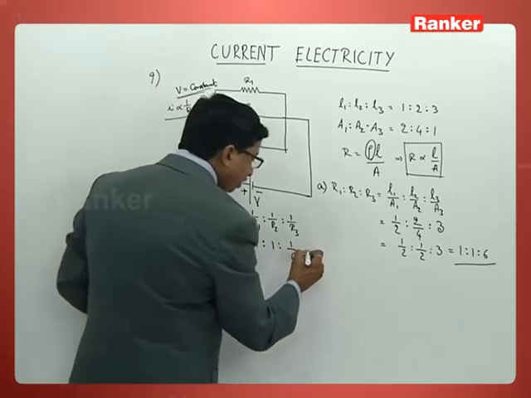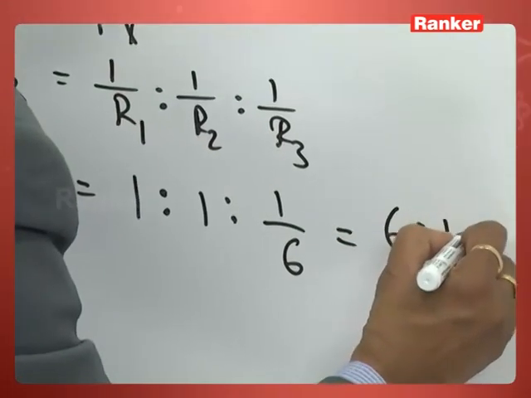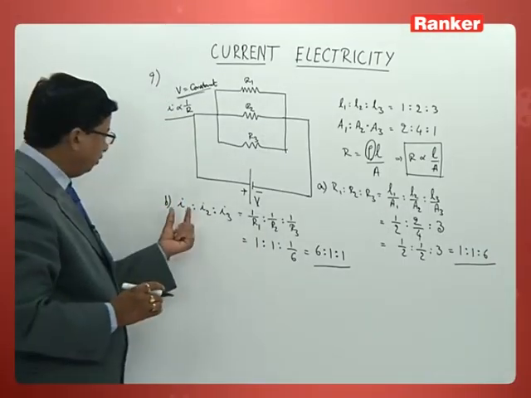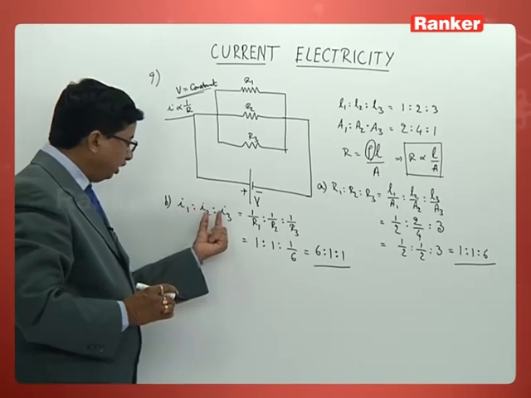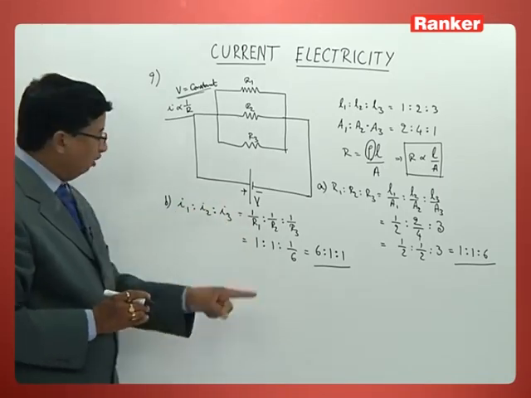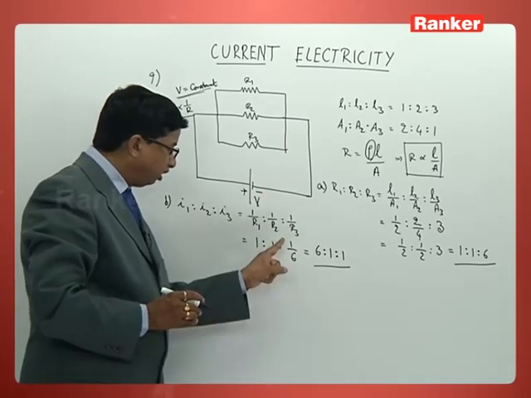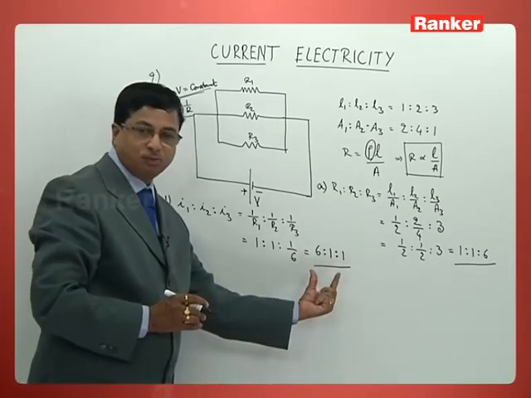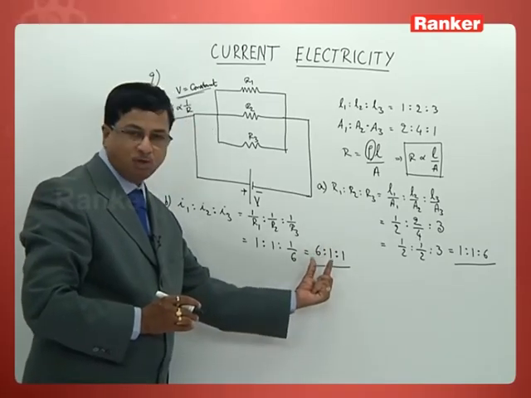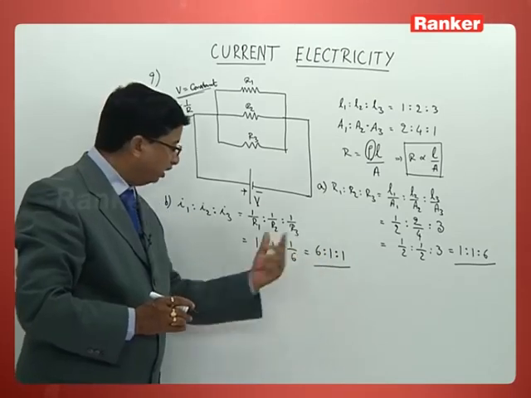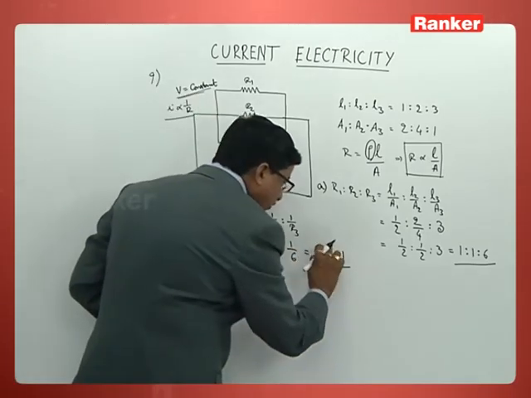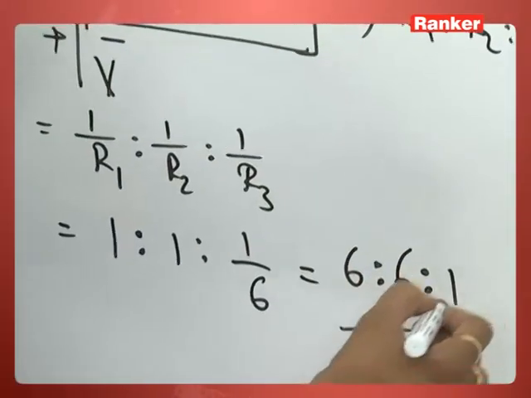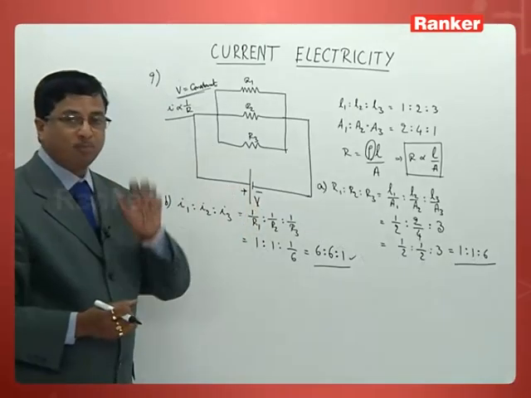What is the corresponding ratio now? 6 is to 1 is to 1. That is the corresponding ratio. So what you should understand here: I1 is to I2 is to I3 is equal to 1 by R1 is to 1 by R2 is to 1 by R3. That now will be 6 is to 1 is to 1. Sorry, we have 1 is to 1 is to 1 by 6, so 6 is to 1 is to 1. That is the correct ratio.